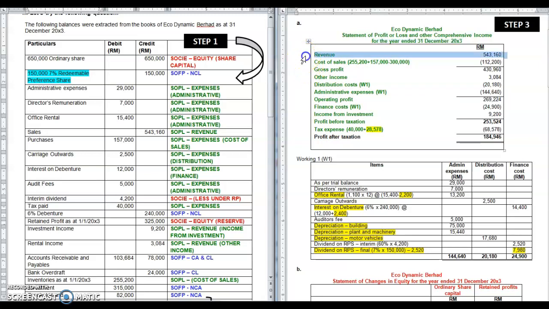So we start with the revenue, also known as sales, also known as turnover. Since there is no adjustment, you just pick up the figure and paste it in the statement.